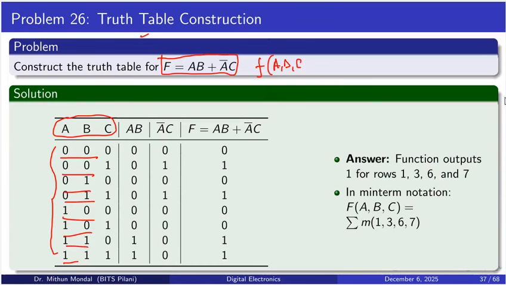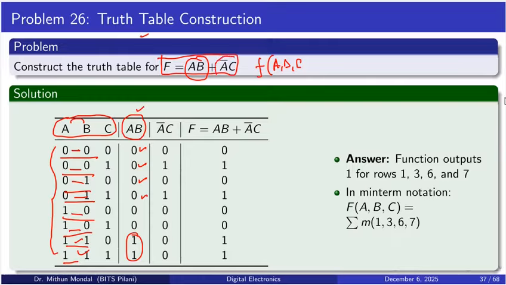Now our first expression is the product of a and b. So we will obtain the product of a into b. 0 multiplied with 0 will get 0, 0 into 0 will get 0, 0 into 1 will get 0, 0 into 1 will get 0, and here 0, 0, 1 and 1. So this product of AB we are going to obtain.